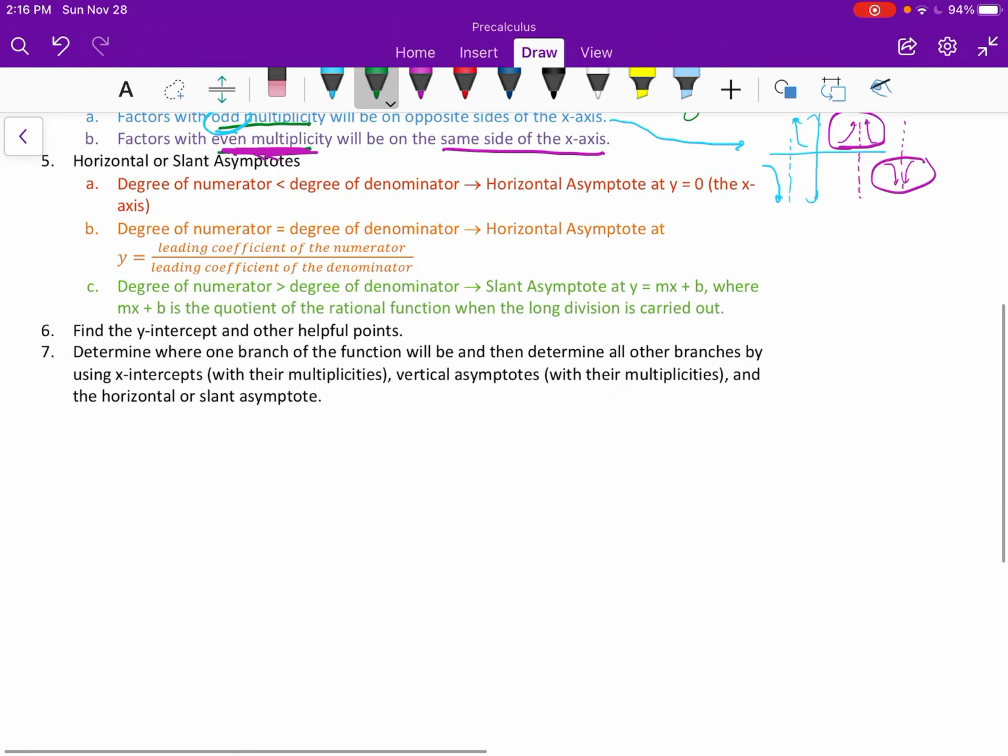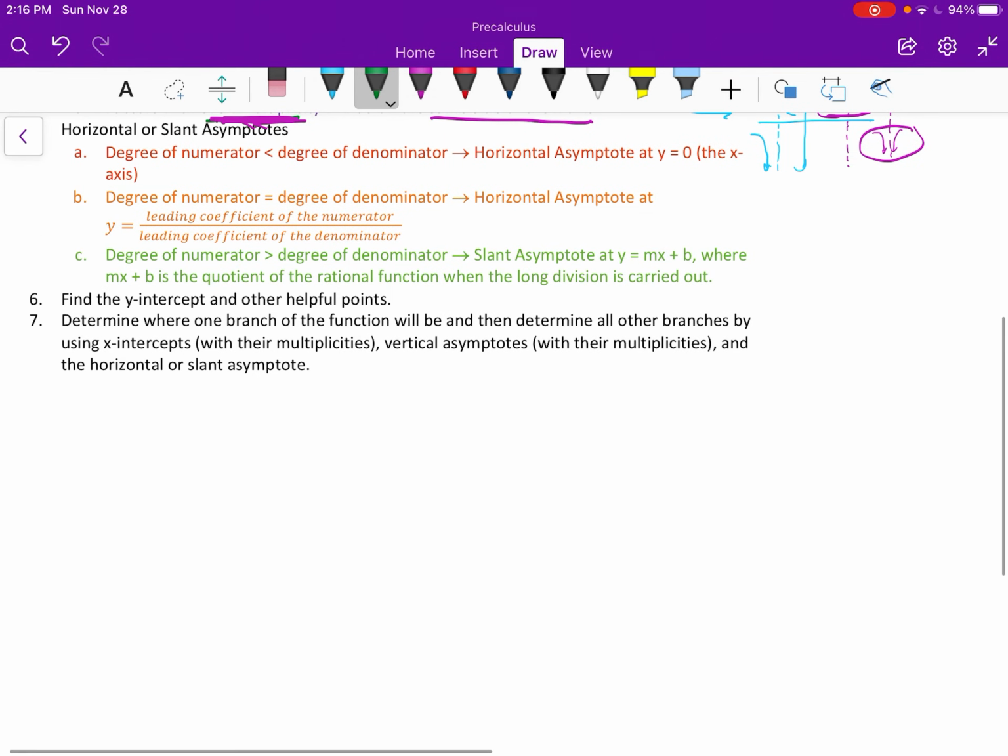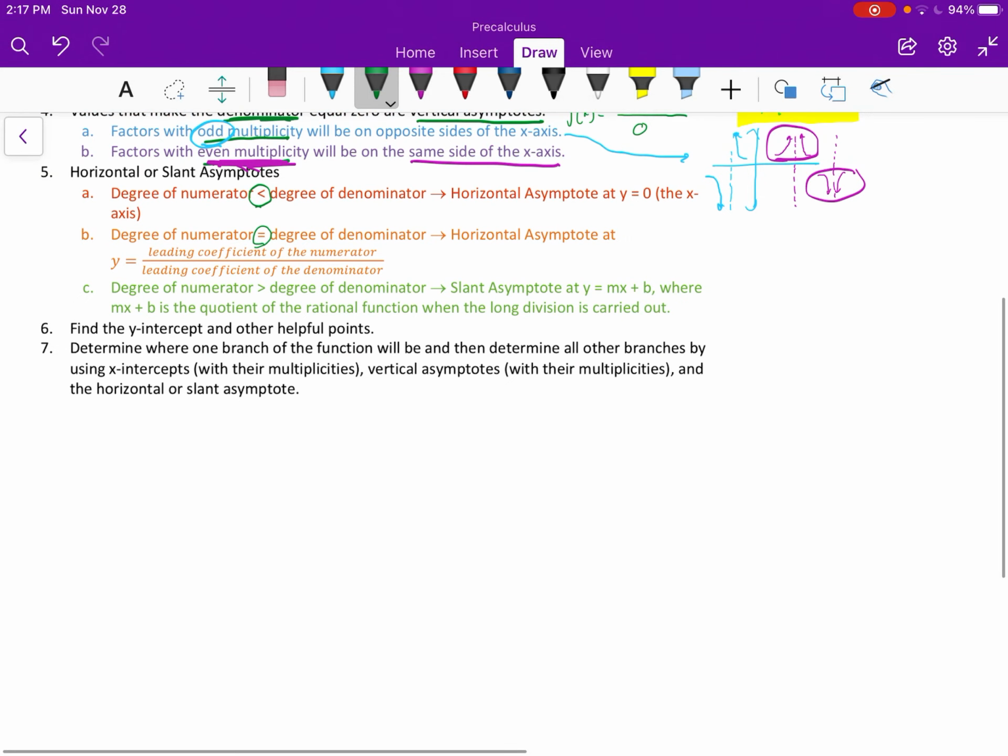So there are 3 situations that we could have. The degree of the numerator could be less than the degree of the denominator. The degree of the numerator could equal the degree of the denominator. And the degree of the numerator could be greater than the degree of the denominator. So we have those 3 situations. In precalculus here, or in this lesson, we're only going to be talking about one situation there, and we'll get to that when we get there.